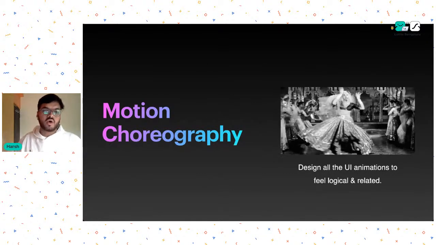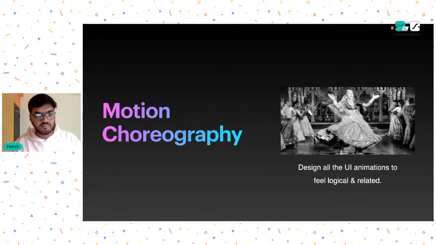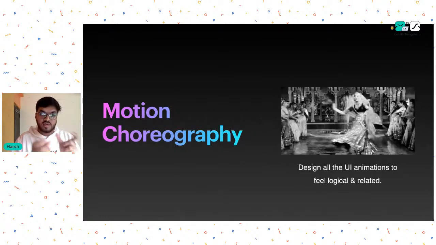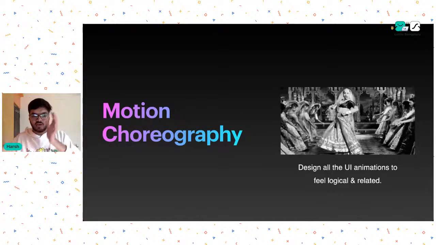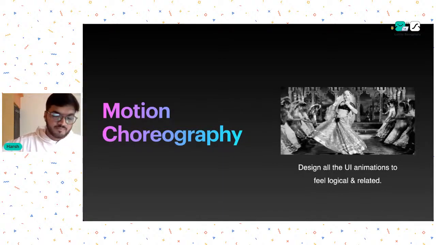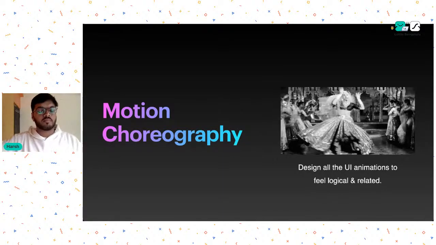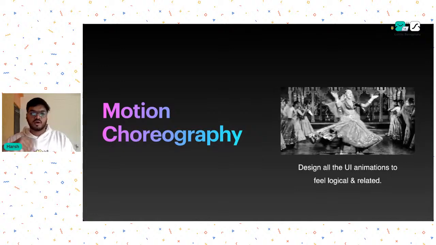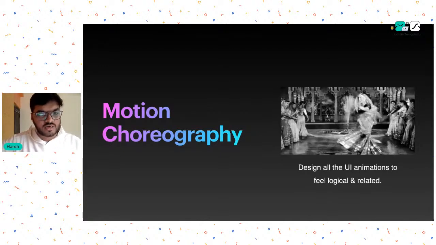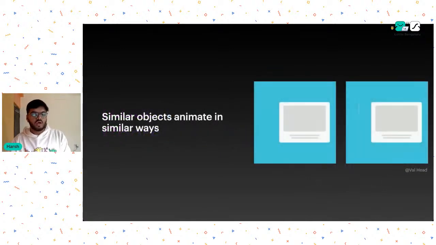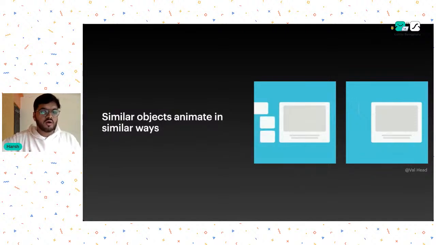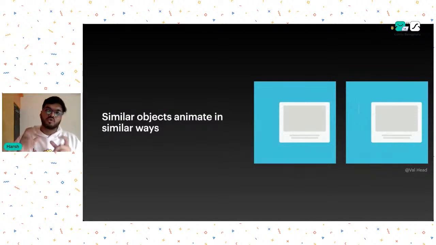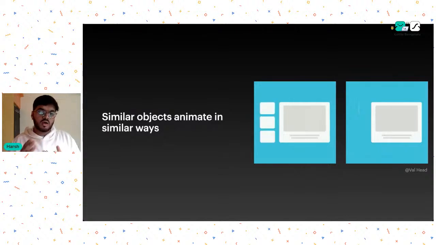When we have multiple UI animations that are animating, we should design all these UI animations to feel very logical and related to one another. Right. Let's look at some of the ways. I'm not going to cover all of the ways, but some of the instances and examples to understand these. So, if there are a few UI elements which are supposed to be perceived as similar, the motion of all these objects should animate in a certain way.